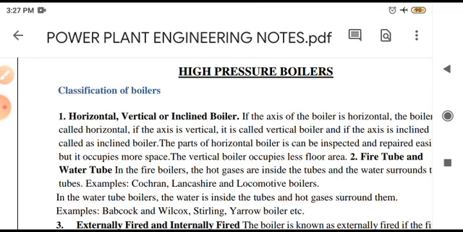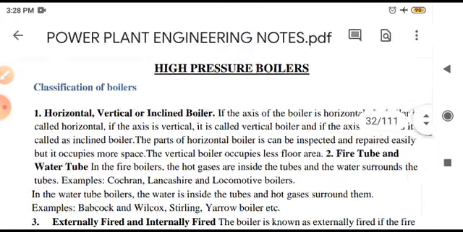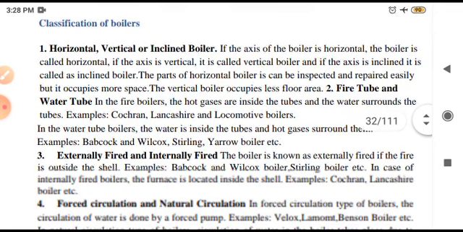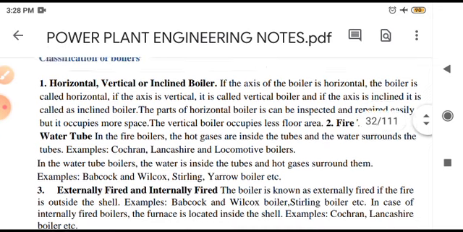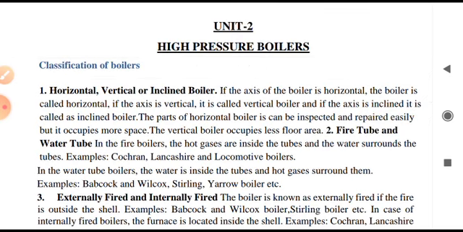Okay, these were all the advantages of the boiler that we are going to see in the upcoming boilers. Now let's classify all these boilers. How are these boilers classified? Let's see that. Horizontal, vertical or inclined boiler. First, the boilers are classified according to their vessel axis. Let's say it is a horizontal, vertical or inclined boiler.